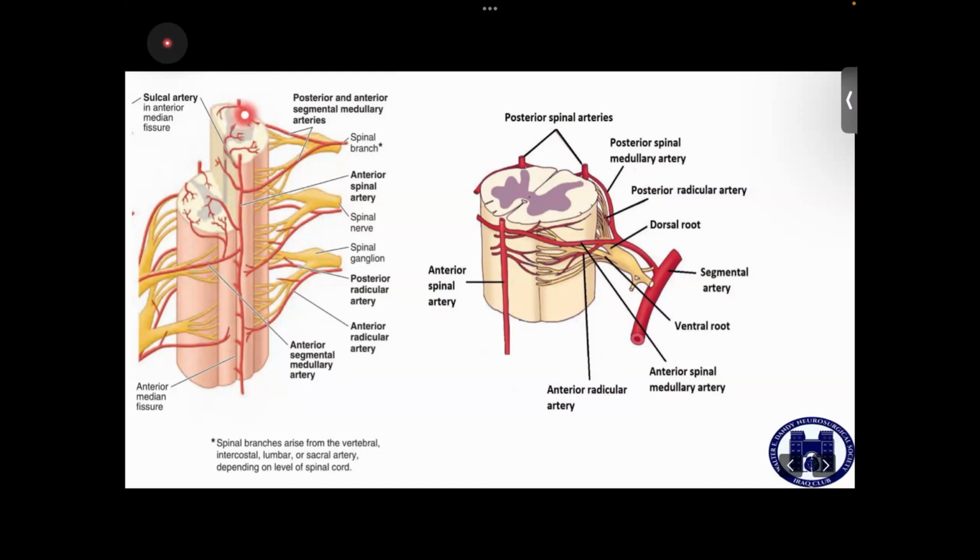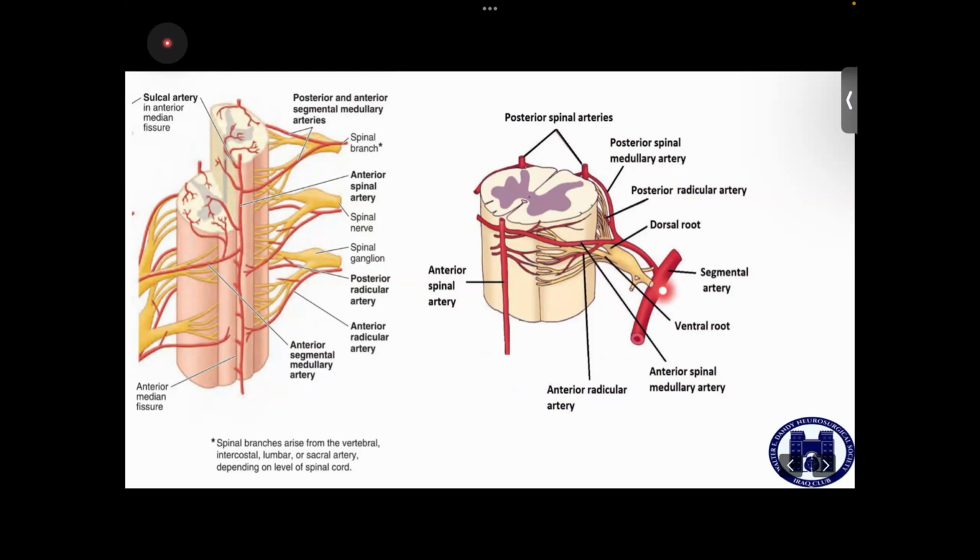This is about the vertical arteries, or arteries that run vertically and supply the spinal cord. So what about the arteries that supply each segment of the spinal cord, or the arteries that supply the cross section, or the transverse section, of the spinal cord? Actually, these arteries will arise from different locations, depending on which level of the spinal cord we take.